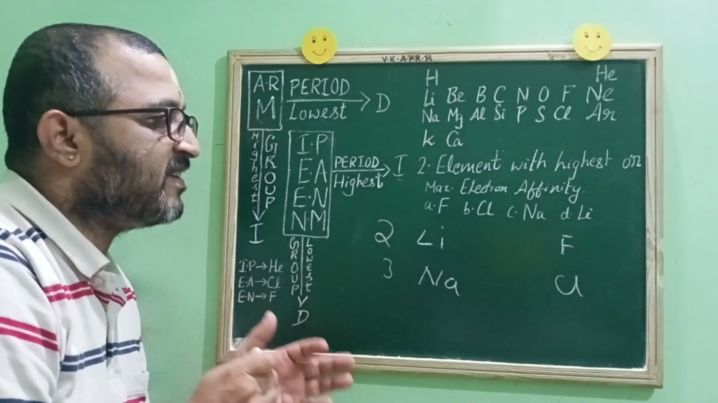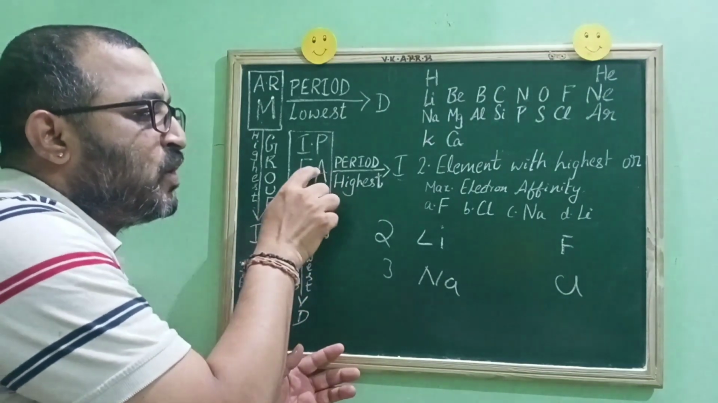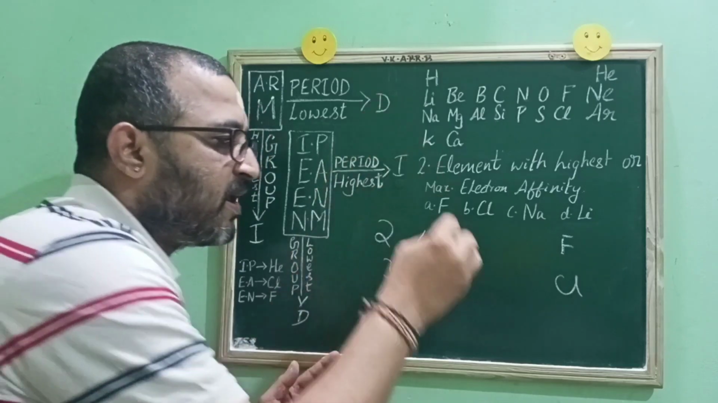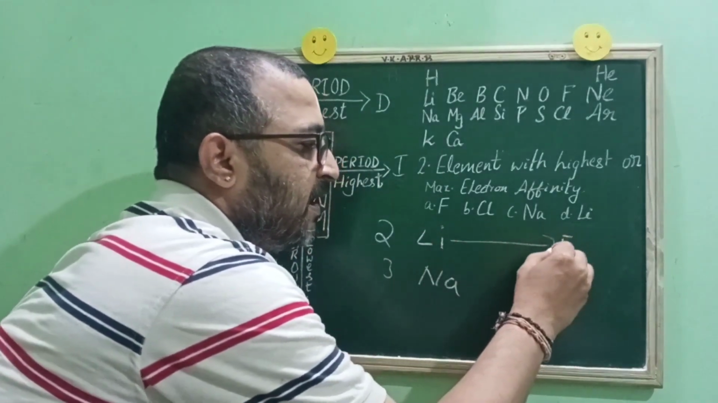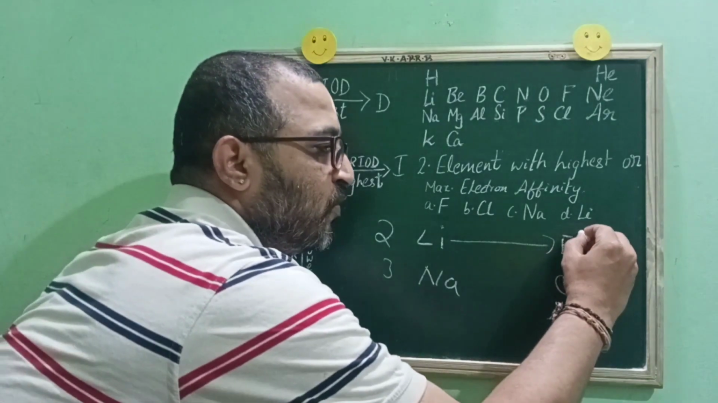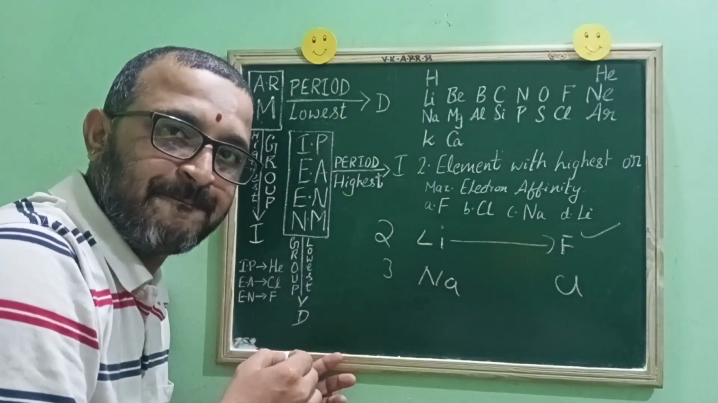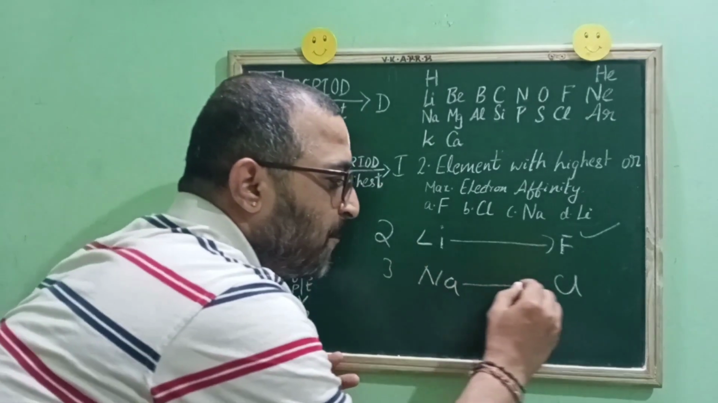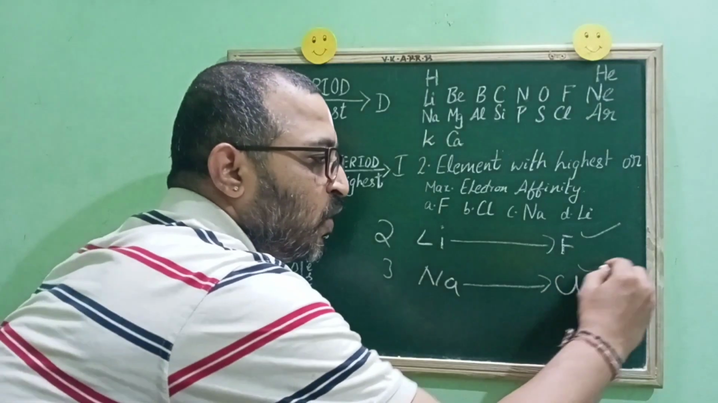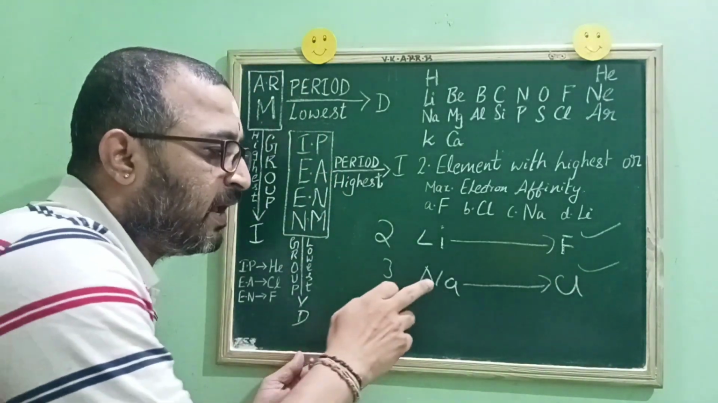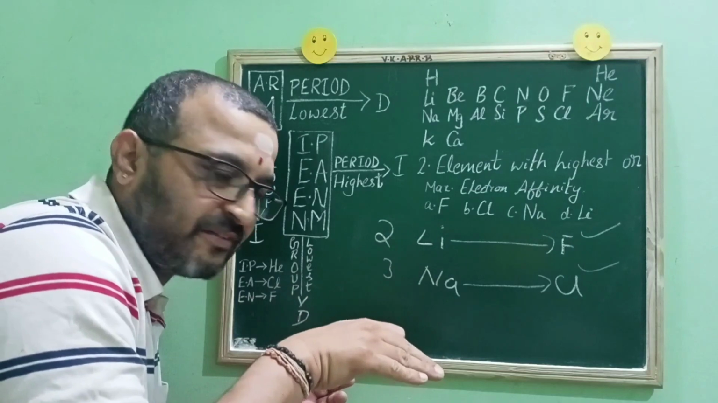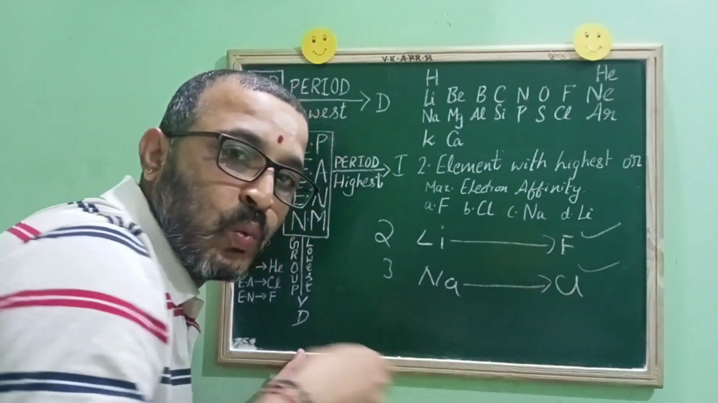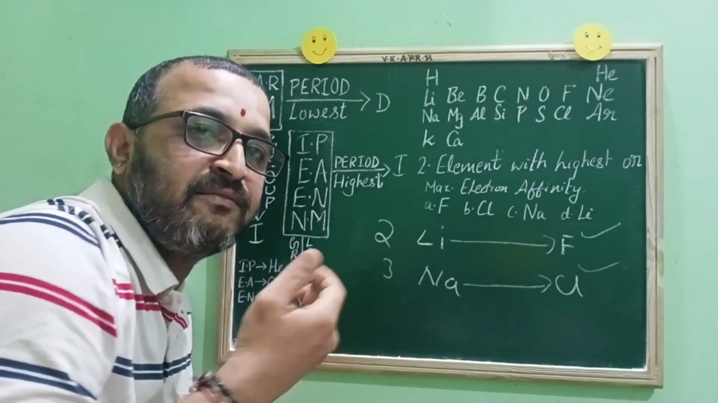Now common sense says that electron affinity, when you go across the period, it is going to what? Increase, right? So when you compare lithium and fluorine, fluorine is having a highest electron affinity, right? Then lithium is having a lowest. When you compare sodium and chlorine, chlorine is having a highest electron affinity and sodium is having a lowest. Now next thing is that out of these two, which is having a highest electron affinity, we have to check.